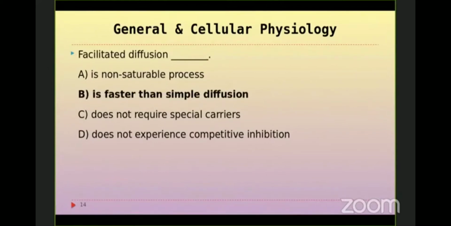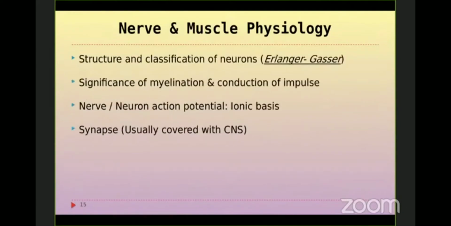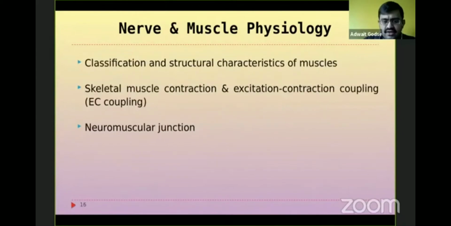Now next thing. Now we'll be with nerve and muscle physiology, and that is another favorite area of most of the physiology teachers. And in this, structure and classification of neurons, especially Erlanger-Gasser classification of neurons, is important. Significance of myelination and conduction of impulse, how it happens, the saltatory conduction is an important topic. Nerve action potential, the ionic basis of that has always been asked as a short answer question, very rarely as long answer question. Synapse is the junction between two neurons, and this is a topic which is usually covered in central nervous system. So another is muscle component.